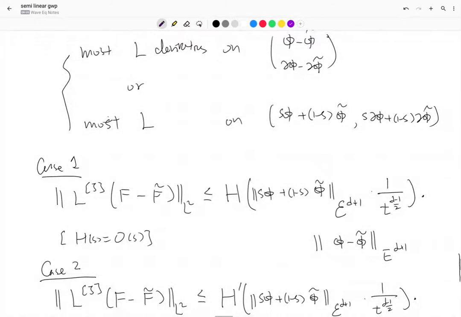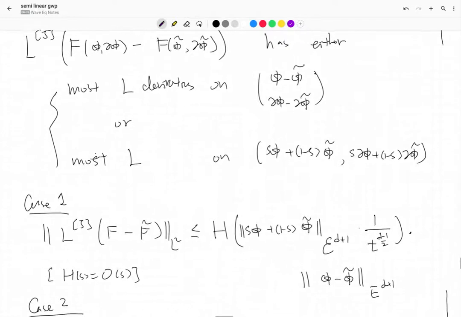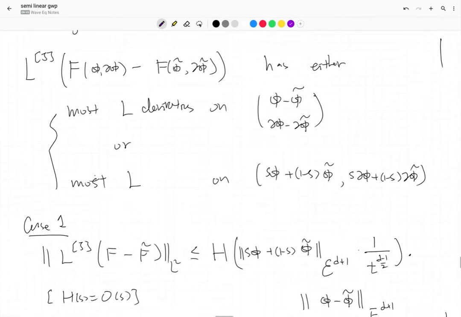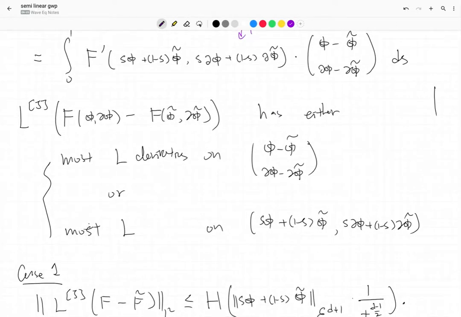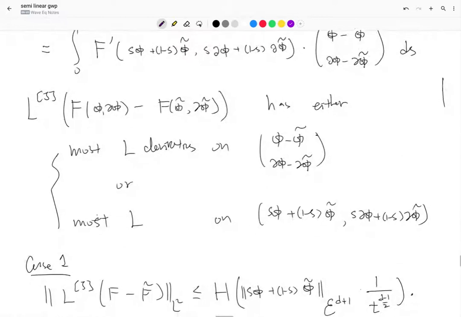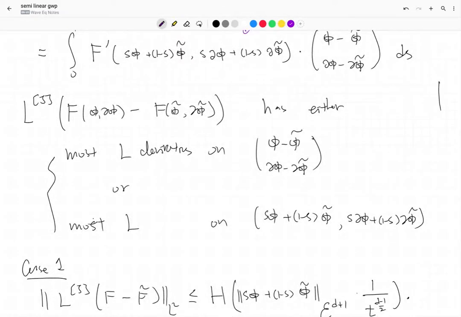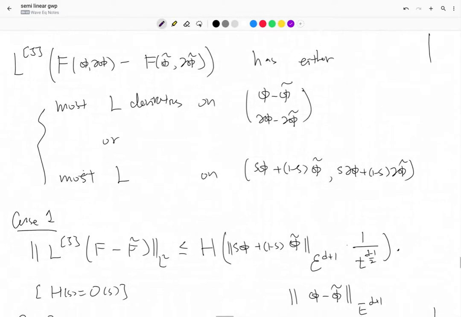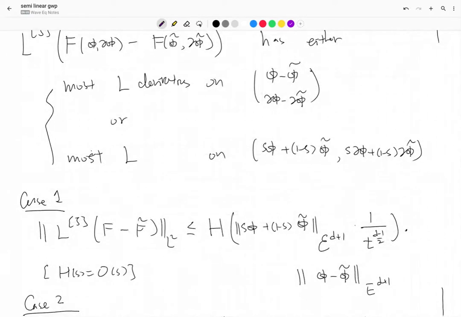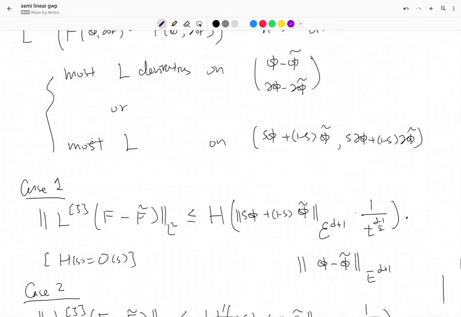When most of the derivatives hit on the final term, right, what can we do? I'm going to put most of the derivatives on the final term, and I'm going to put that term in L2. Okay, I'm going to put that term in L2, and then I'm going to put the rest in L infinity. And because this is again some derivatives of f, right, replace it by this function h, using the same way we did before. This h is just a function that controls the size of f in terms of its input, right?